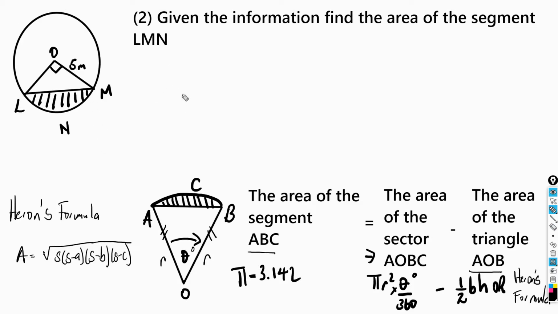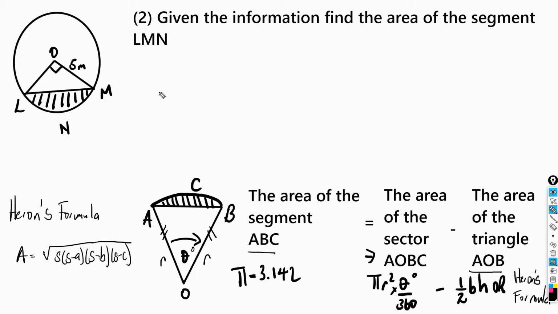All right, guys, so let's look at the second example here. We can see that the radius is 5. It's a 90 degree angle for the triangle. Given the following information, find the area of the segment LMN, which is the shaded region.